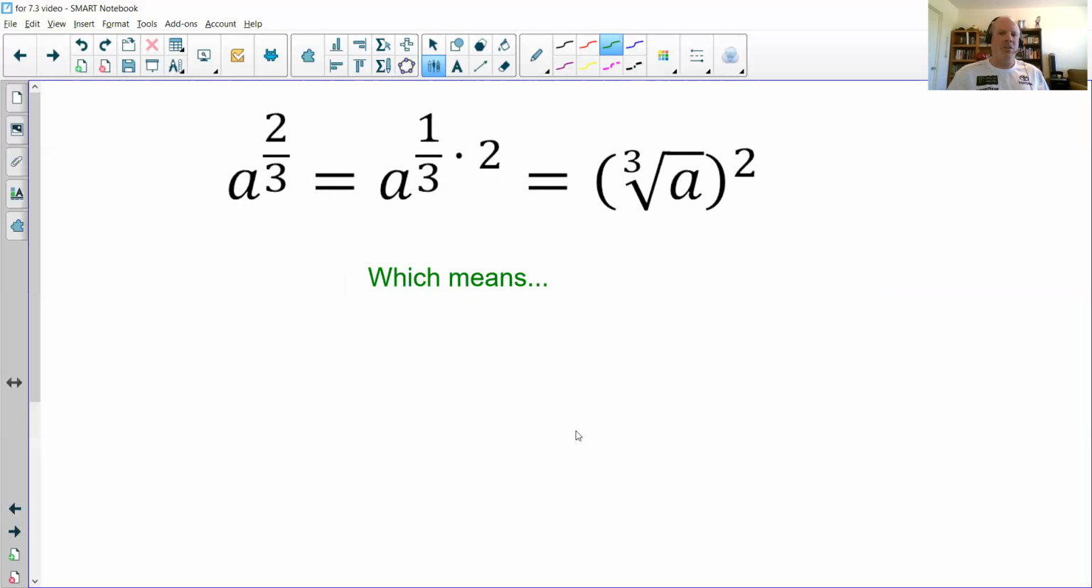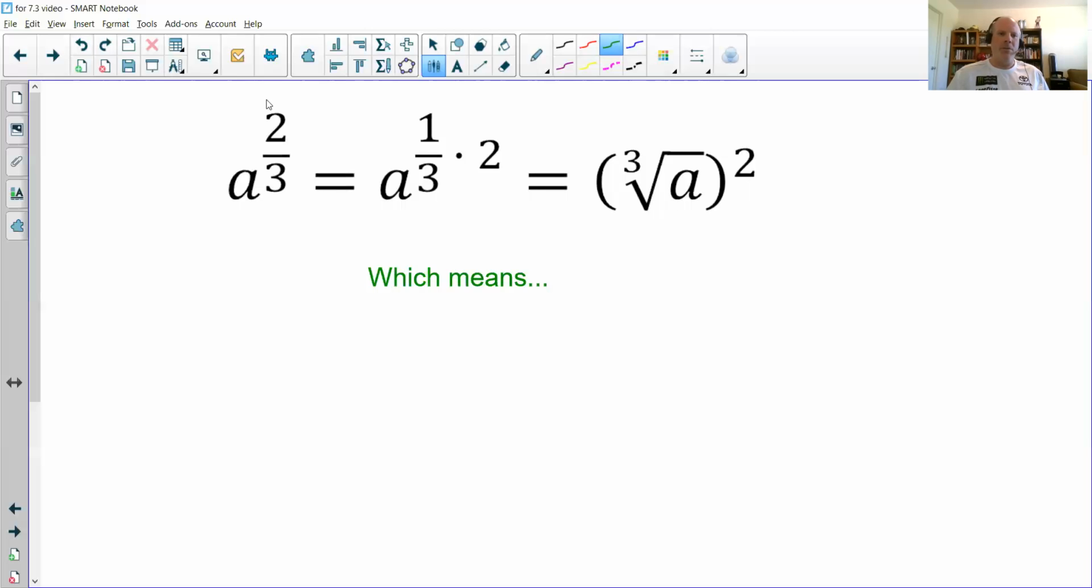Well, using the rule that we just learned, any number raised to a fractional exponent, I would take the denominator of that exponent and make it the index of a radical. So a to the 1/3 power is the same as the cube root of a. But then we have this square left over that still remains. So we can say that a to the 2/3 power is the same as the cube root of a squared.